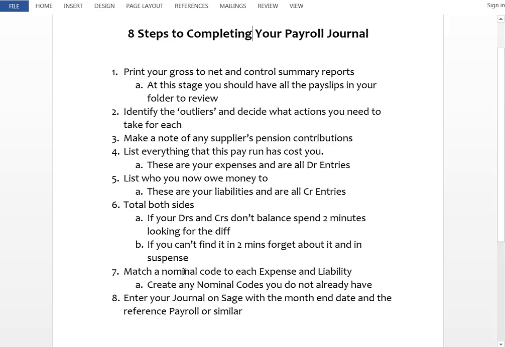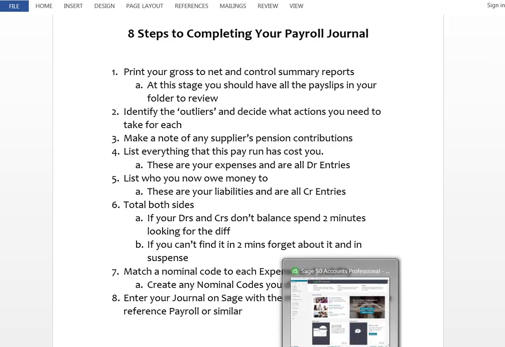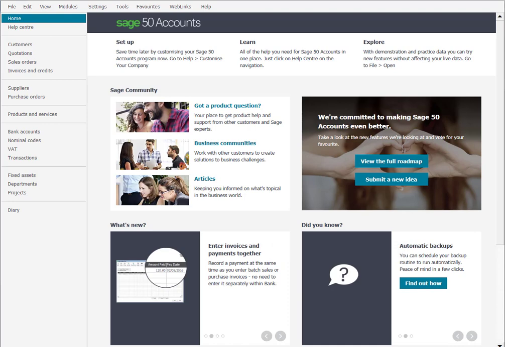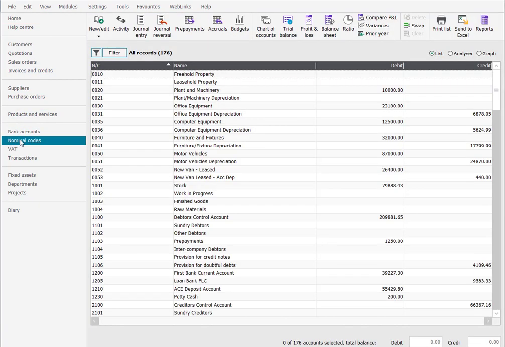Now we're going to match a nominal code to each expense and liability. We're going to create any nominal codes that you don't already have, and then you're going to enter your journal on Sage with the month-end date and the reference of payroll or something similar to that. So let's get ourselves, I'm just going to open up my nominals here. I'm just going to have a look through.